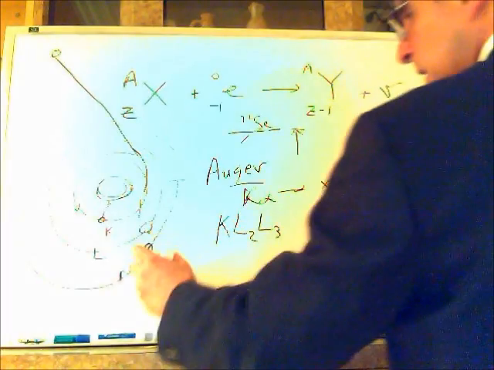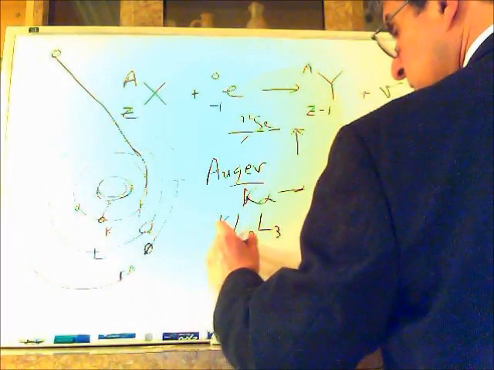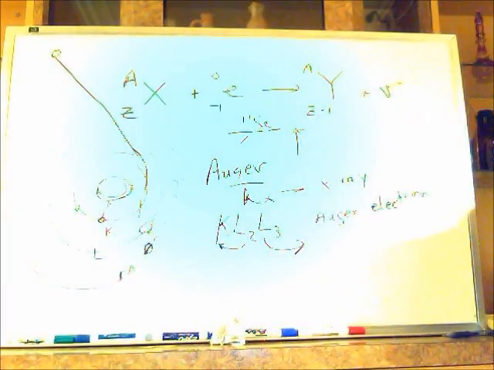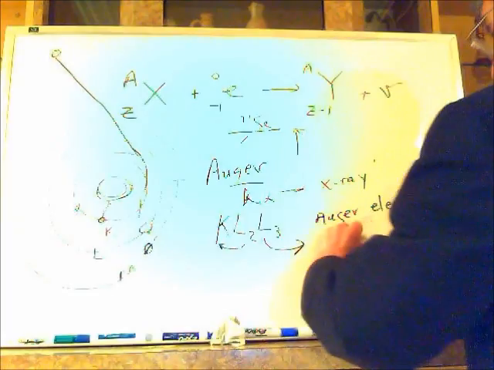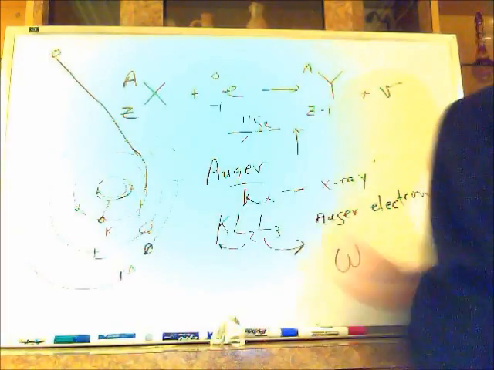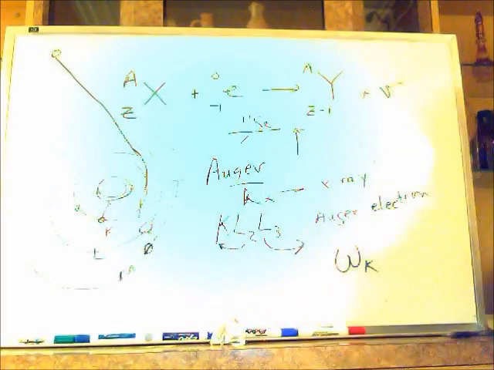So again, L2 drops into the K shell and L3 is ejected. And that's Auger. The probability of X-ray production after electron capture is known as the fluorescent yield, and the symbol for that is omega, the Greek letter omega. It looks a little bit like a W. That's called the fluorescent yield, and it's omega sub K in this case.